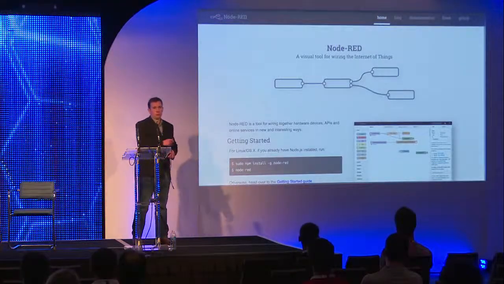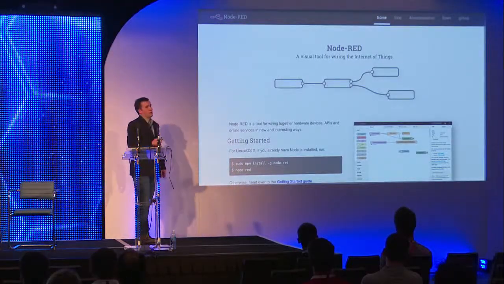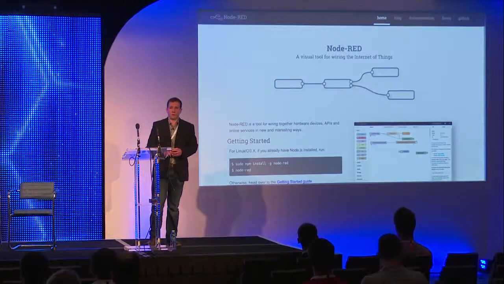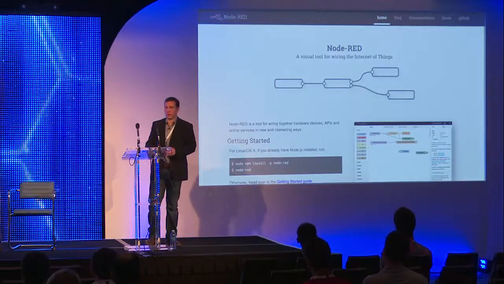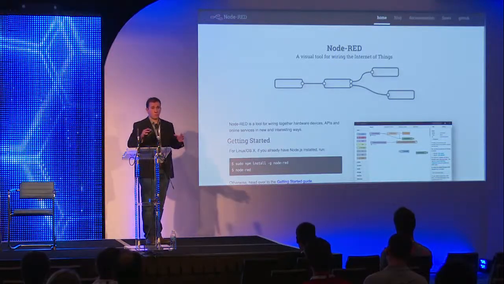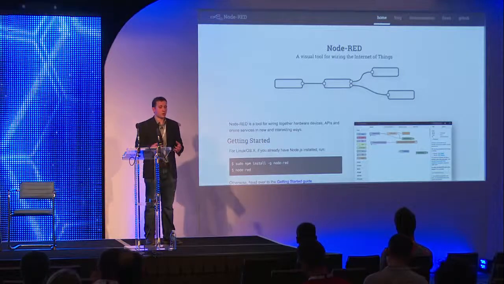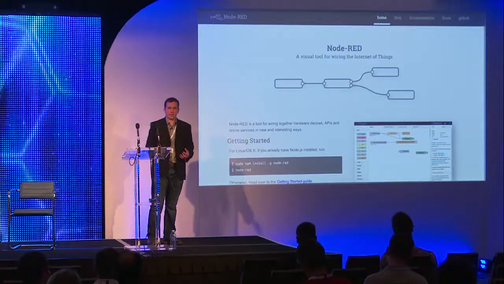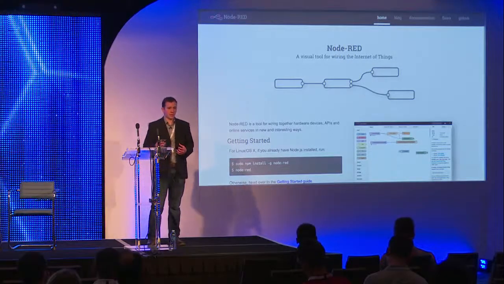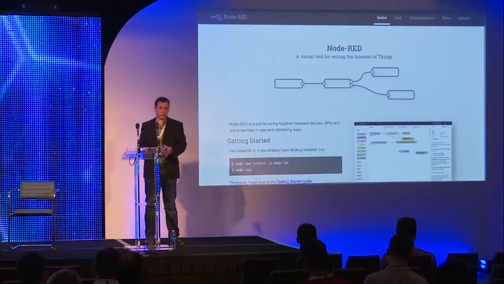This is Node-RED, okay? Node-RED is a technology that was developed by a couple of colleagues of mine in emerging technologies, Nick O'Leary and Dave Conway-Jones. And it's what it says. It's an open source project, and it is a visual tool for wiring the Internet of Things. It's designed to make it easier for people to build connected applications, Internet of Things type applications.